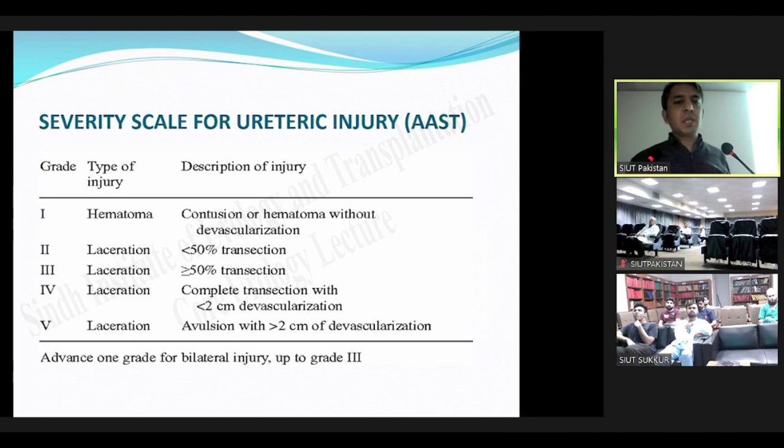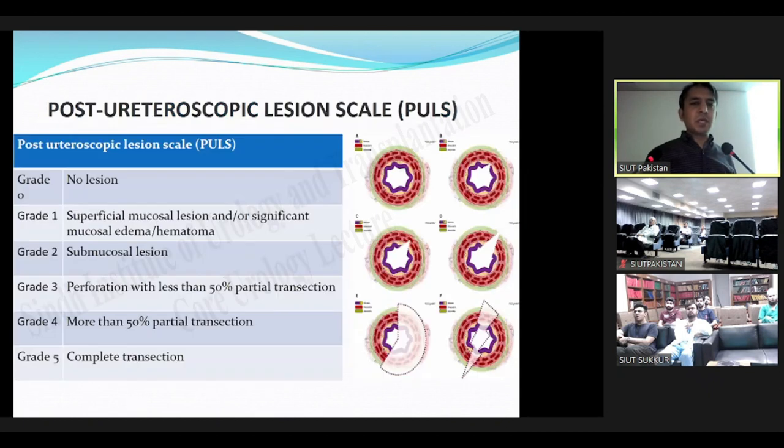The severity scale for ureteric injury, according to the American Association for the Surgery of Trauma: grade 1 is a contusion or hematoma without devascularization. The second is laceration of less than 50%. Third, laceration with transection of more than 50%. And grade 4, laceration, complete transection with less than 2 centimeter devascularization. And grade 5, avulsion with more than 2 centimeter of devascularization.